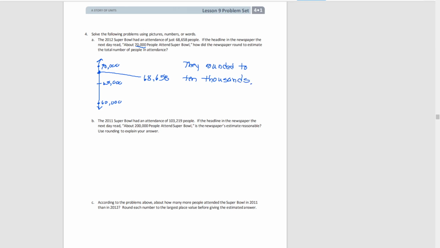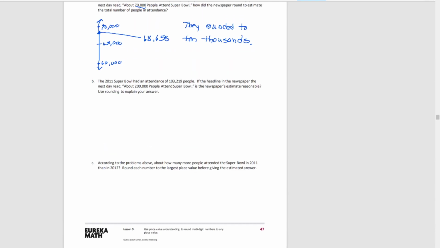Okay, so for B, the 2011 Super Bowl had an attendance of 103,219 people. If the headline in the newspaper the next day read about 200,000 people attend Super Bowl, is the newspaper estimate reasonable? Use rounding to explain your answer. So pause the video and try that one.